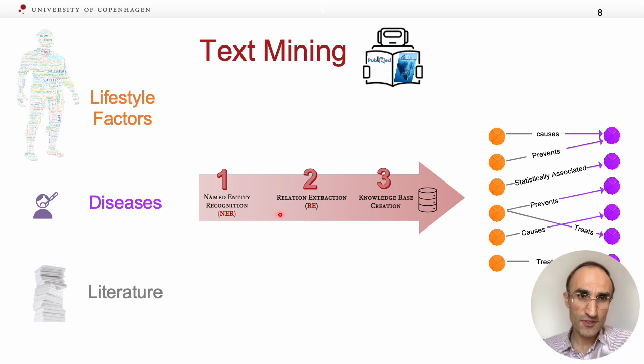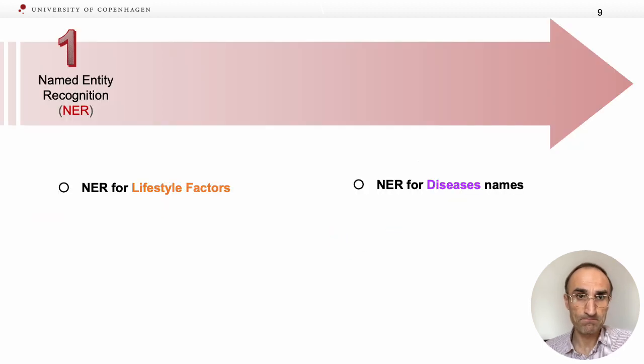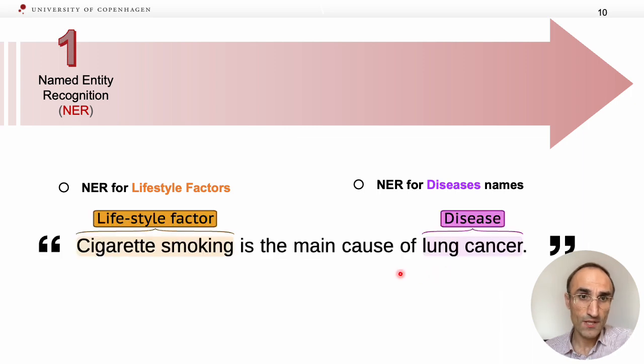There are three different steps to be able to create such a knowledge base, starting from named entity recognition, followed by relation extraction, and then using all those extracted relations to create a knowledge base. Let's go to the detail of these steps. First, starting from named entity recognition, which is basically detecting lifestyle factors and diseases in the text, like this example.